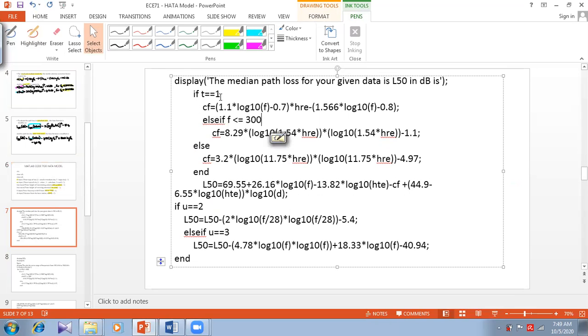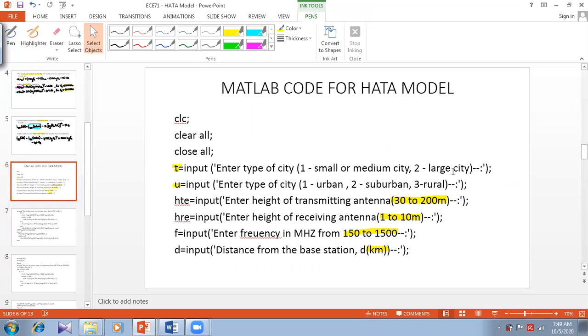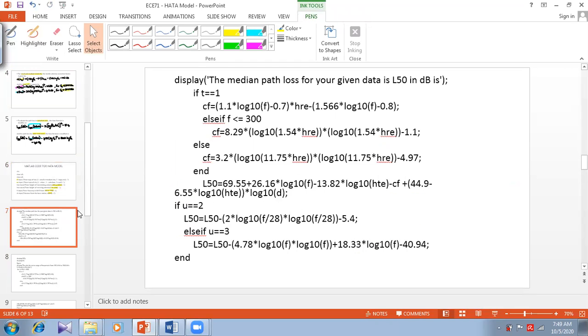But if it is not equal to 1, indicating what? It will indicate that the area under consideration is a large city. If it is a large city, there are two possibilities. The frequency can be either greater than 300 or less than 300. And we know if it is less than 300, we have this as the formula to calculate the correction factor. CF is the correction factor, okay? So this formula we will have to use, that is 8.29 into log to the base 10 of 1.54 into HRE, the whole squared, minus 1.1.